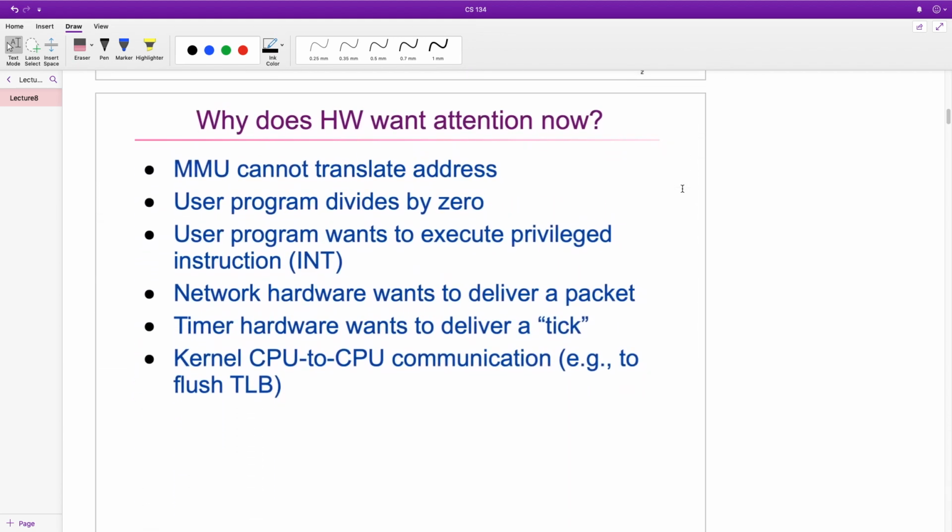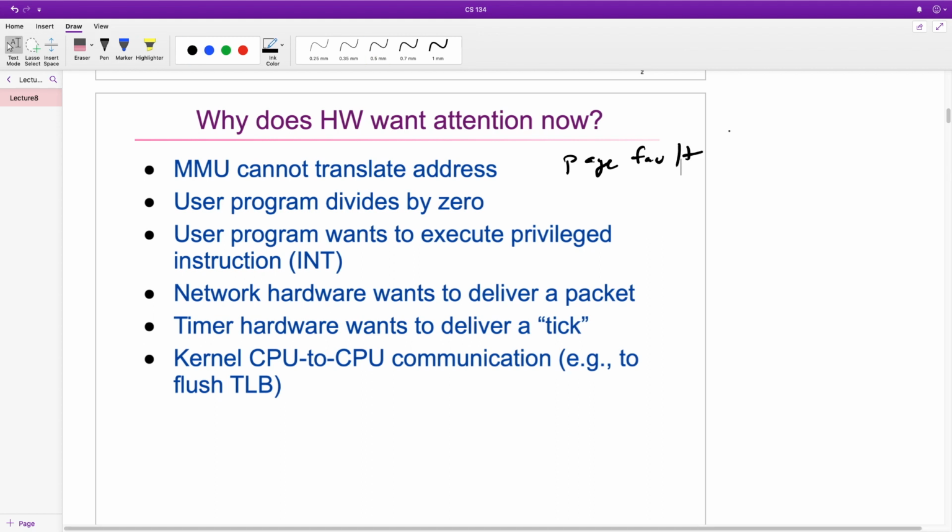Why does it want it now? Well, it's trying to translate a virtual address to a physical address, and it doesn't know how. Give me a name for that. David? Yeah, so when the memory management unit can't convert a virtual address to a physical address, what's the name for that? Kind of an exception. Yeah, that's PageFault, right.